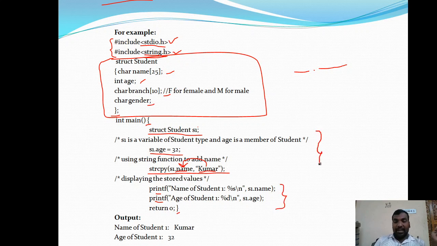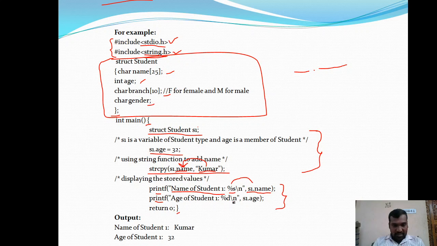So here I am supplying two values to the structure and I am trying to print those values. As I already told you, structure variable name followed by dot followed by member variable name gives the access or details about the value that is stored in that particular variable. So here printf name of the student one colon percentage s. So percentage s is replaced with the string. That string is available at s1 dot name. So that s1 dot name is already assigned with Kumar.